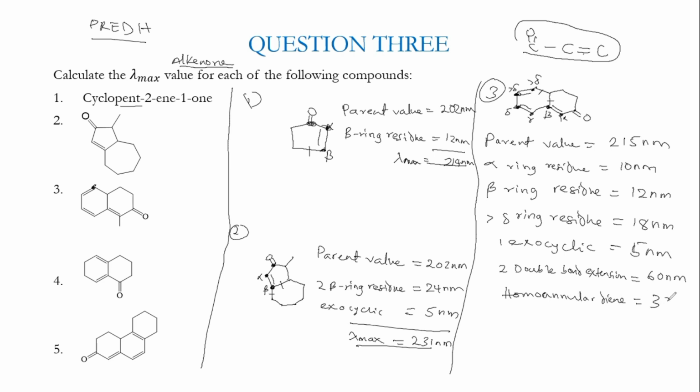So that's going to be adding 39. And therefore the lambda max for this compound is going to be 359 nanometers. I believe this is very simple to understand.